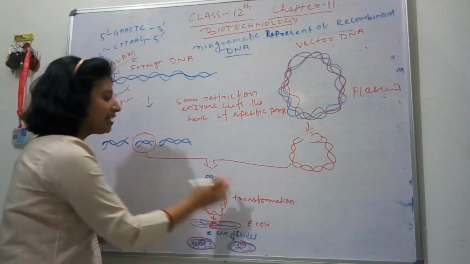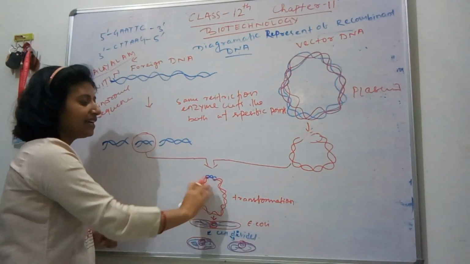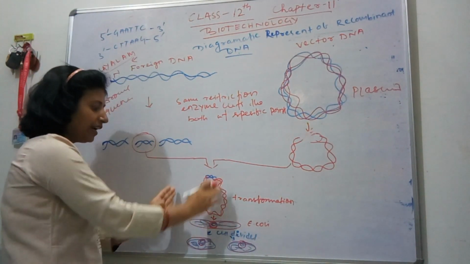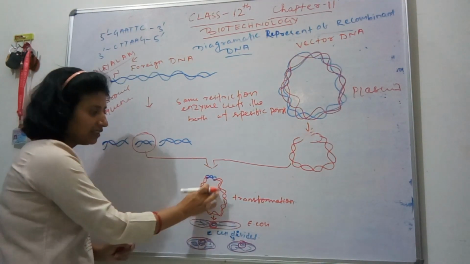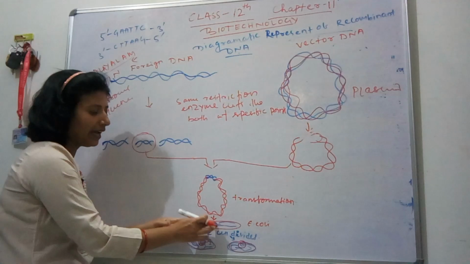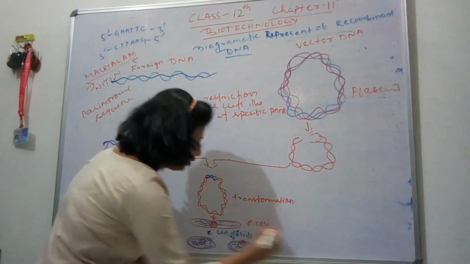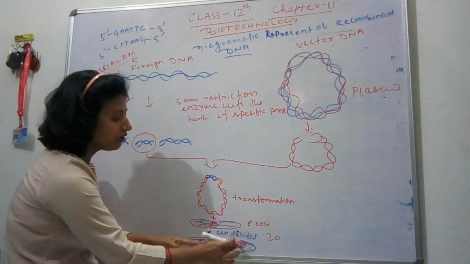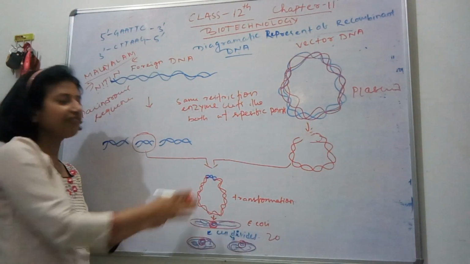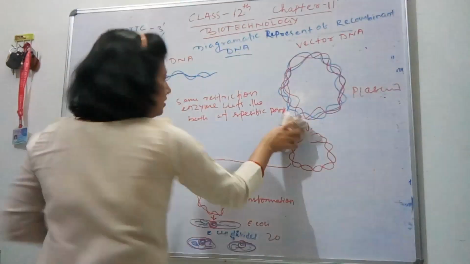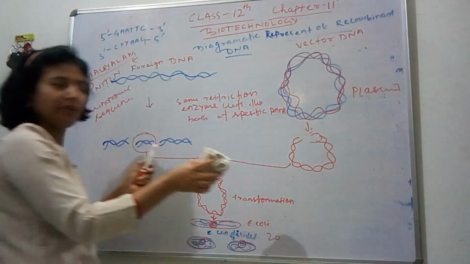So when transformation occurs, the plasmid starts forming replicas of the foreign DNA, and the plasmid that contains the foreign DNA is transferred into E. coli. After 20 minutes E. coli starts dividing and forms 2, and these 2 contain the foreign DNA which was brought by the plasmid. This is all about recombinant DNA.